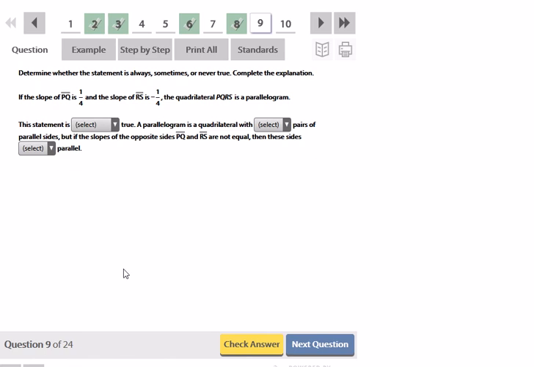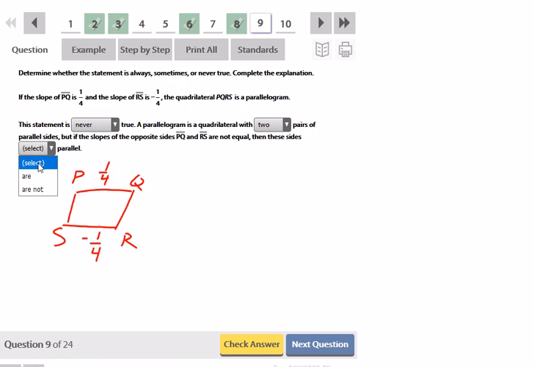Determine whether the statement is always, sometimes, or never true. If the slope of PQ is 1 over 4 and RS is negative 1 over 4, then this quadrilateral will be a parallelogram. So let's see. PQRS. If the slope of PQ is 1 over 4 and RS is negative 1 over 4, that wouldn't be possible. That could never be a parallelogram. This statement is never true. A parallelogram is a quadrilateral with two pairs of parallel sides, but if the slopes are not equal, then these sides are not parallel.